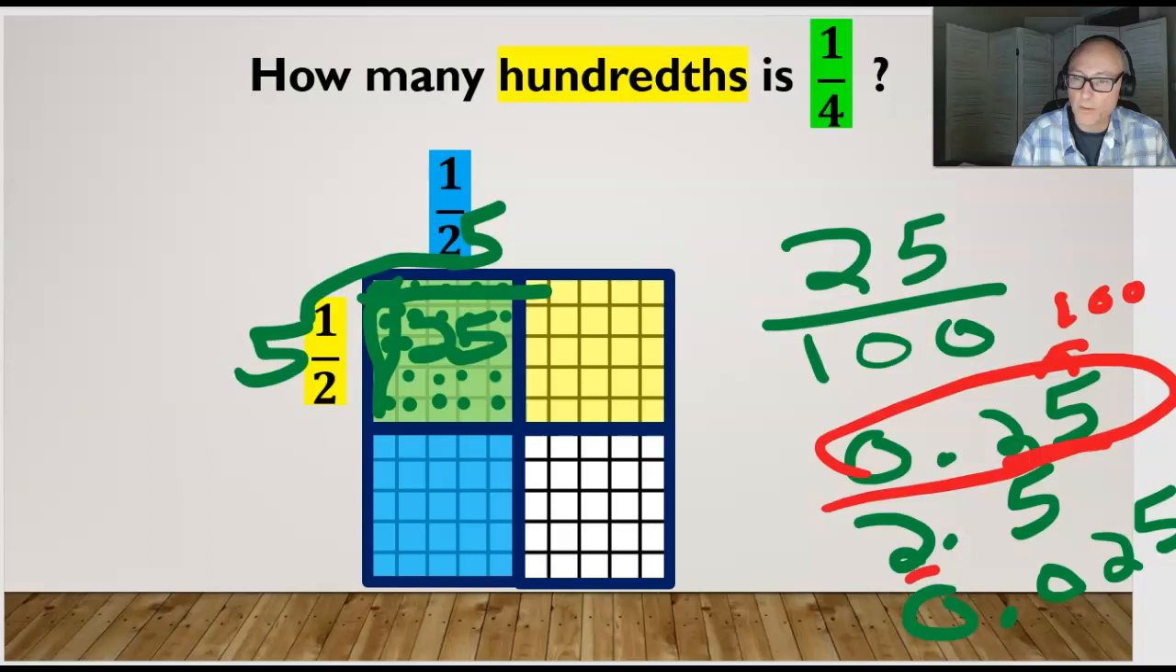How would you read this one? This is 2 and 5, it's in the tenths place. 2 and 5 tenths. How about this one? This is 25, but it's not 25 hundredths. This is in the thousandths place. So this would be 25 thousandths.